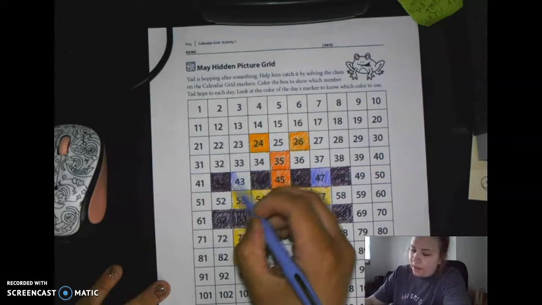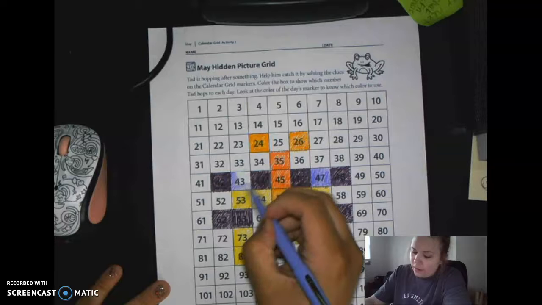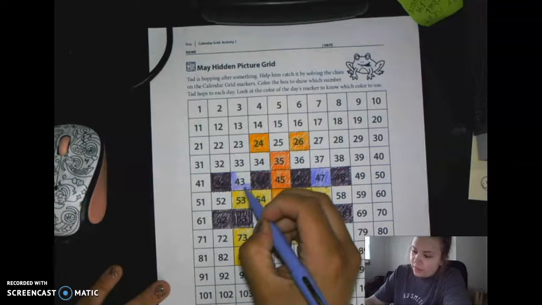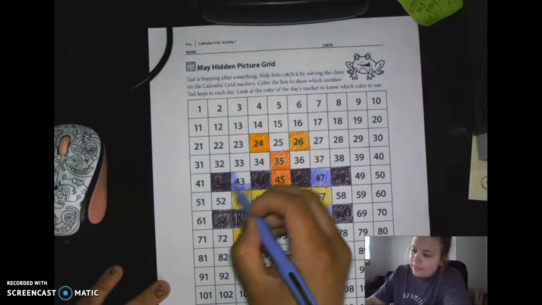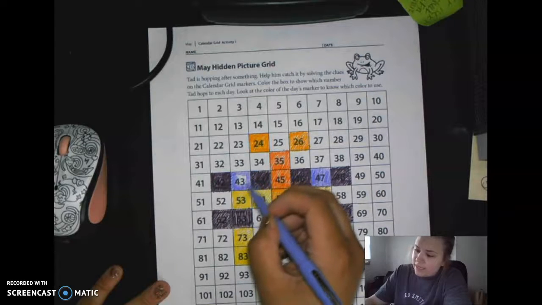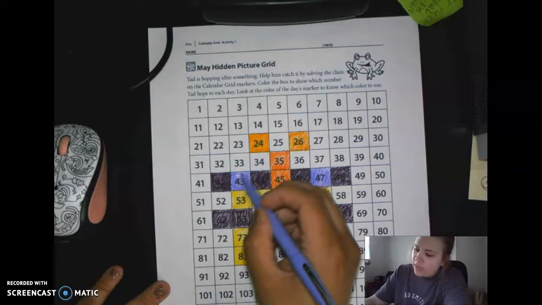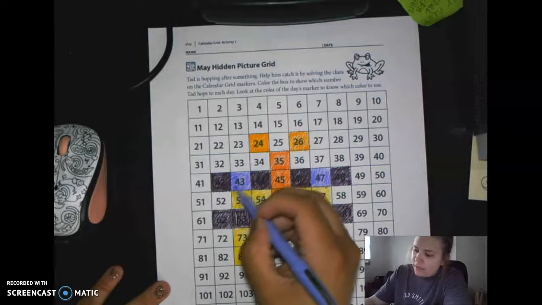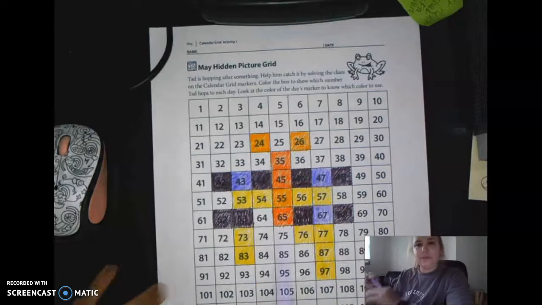Remember, when we go left, we subtract. When we go right, we add. When we go down, we add 10. When we go up, we subtract 10. So when we went to the left, all we did was subtract 2.